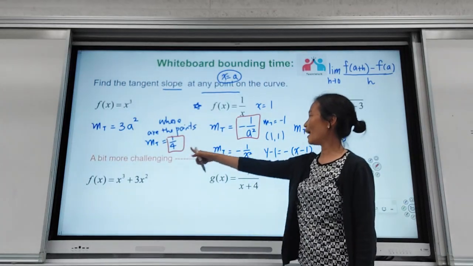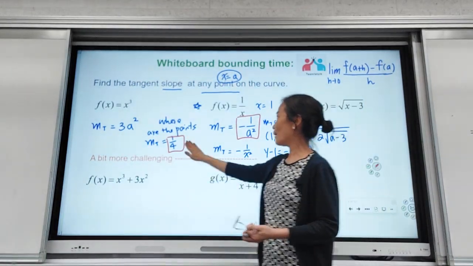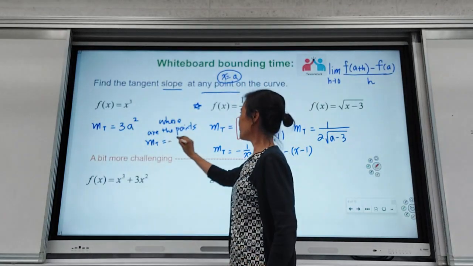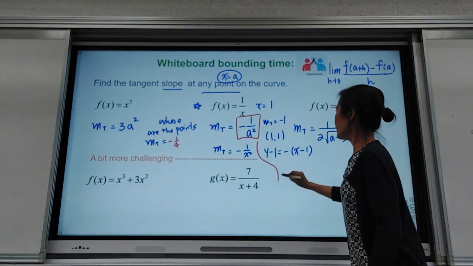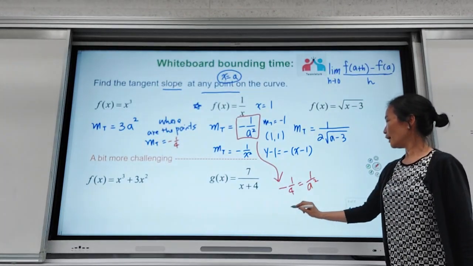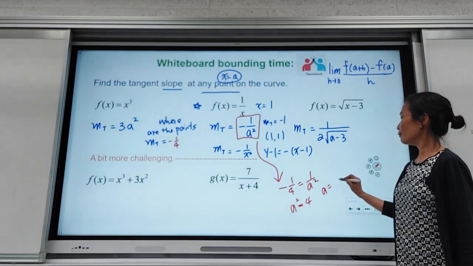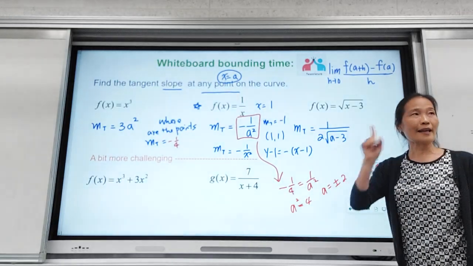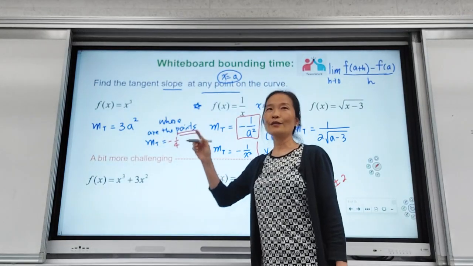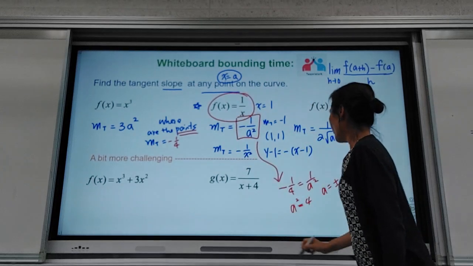This is actually never going to happen, right? 1/4 cannot, this is positive, so it can never happen. So I give you that example. Maybe negative 1/4 is better. So I will set up negative 1/4 is 1 over a squared. So a squared is 4. What is a? Positive or negative 2. Plus or minus 2. That is the x coordinate. I say points. That means I need to find the y coordinate as well.